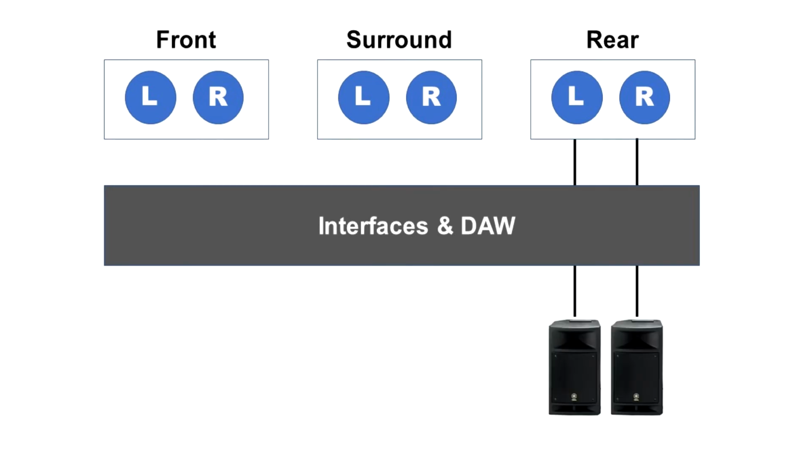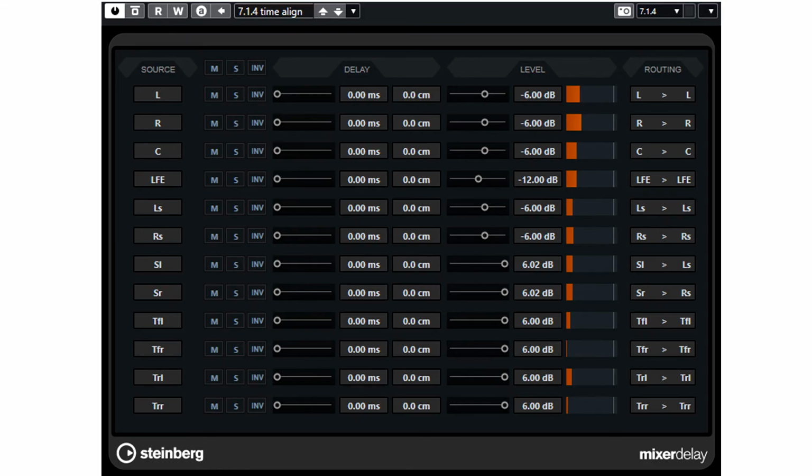I eventually corrected the routing all the way through, but that created a new problem. With the receiver in 5.1.4 mode, nothing was coming out of my rear speakers. That's because 5.1 doesn't have rear speakers, only surround, that is, side speakers. Because at that point I still didn't have side speakers, I needed a temporary fix. I used the mixer delay plugin to remap the side speaker channels to the rear speaker channels.